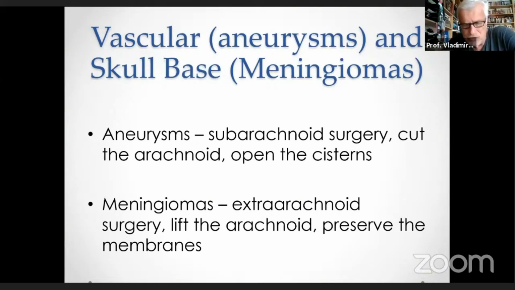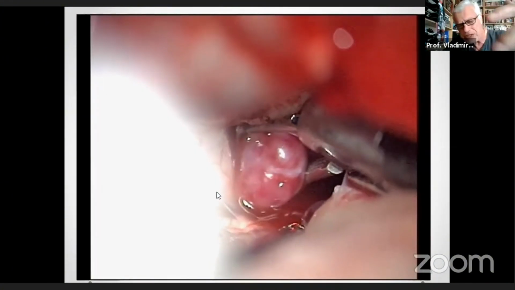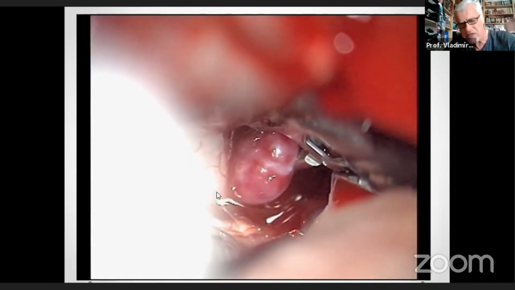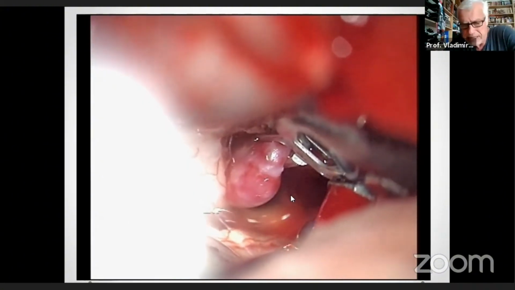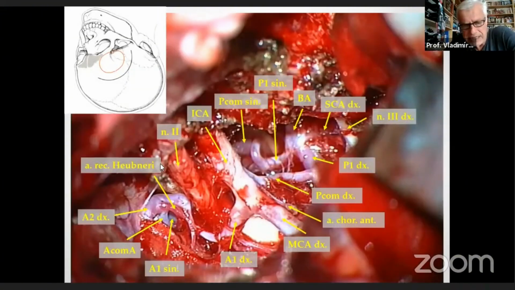Just the opposite is true for meningiomas, which are growing extra-arachnoid, mostly the smaller ones. So we lift the arachnoid and we preserve the membrane. That's the main difference between the two neurosurgical big fields. Here is the ophthalmic aneurysm, and you see that all the arachnoid of the carotid cistern is cut away. The aneurysm is dissected free from any arachnoid bands. Here is the optic nerve, which is again liberated, and you are in a space which is completely different from the one we are in when doing meningiomas and other skull base.